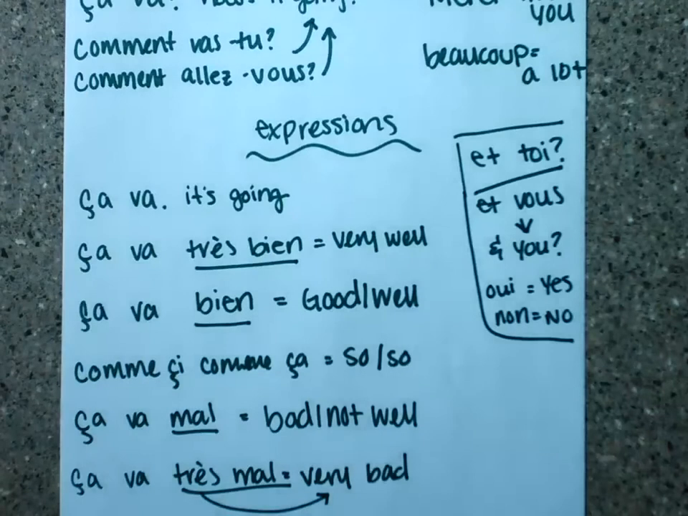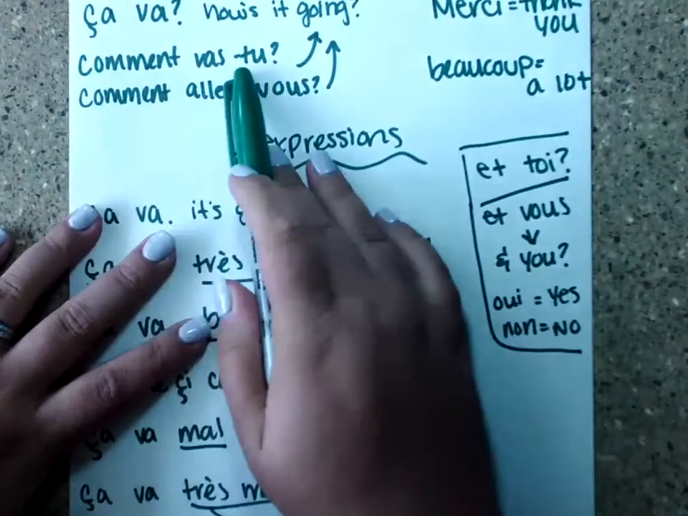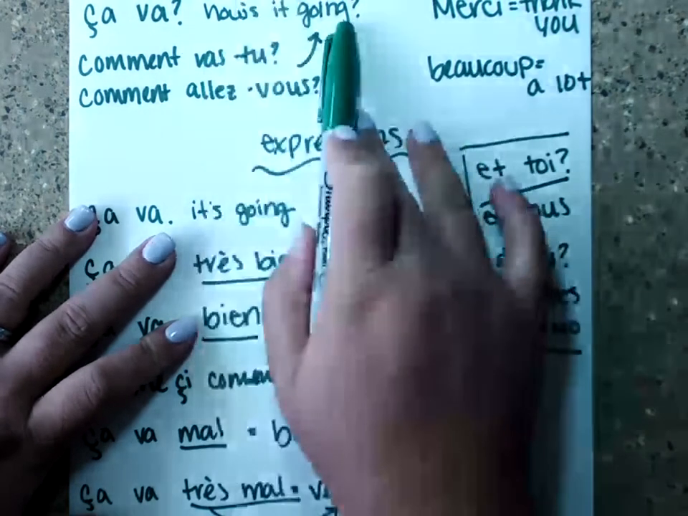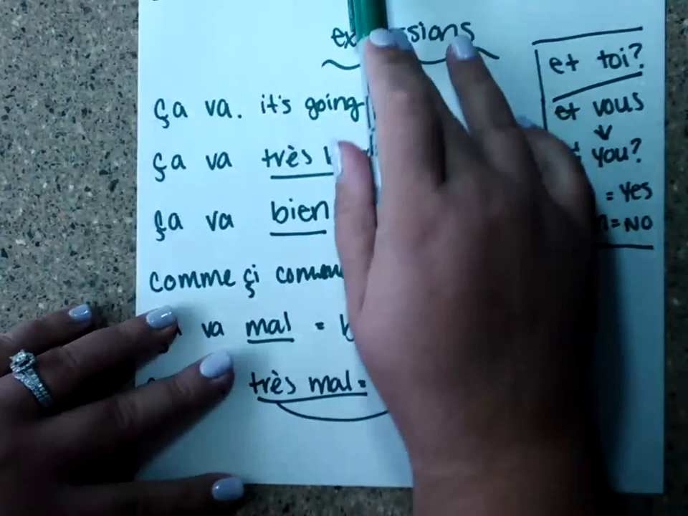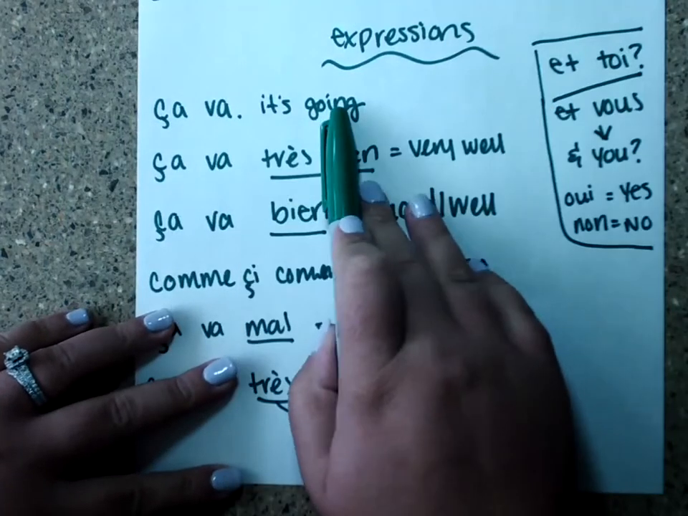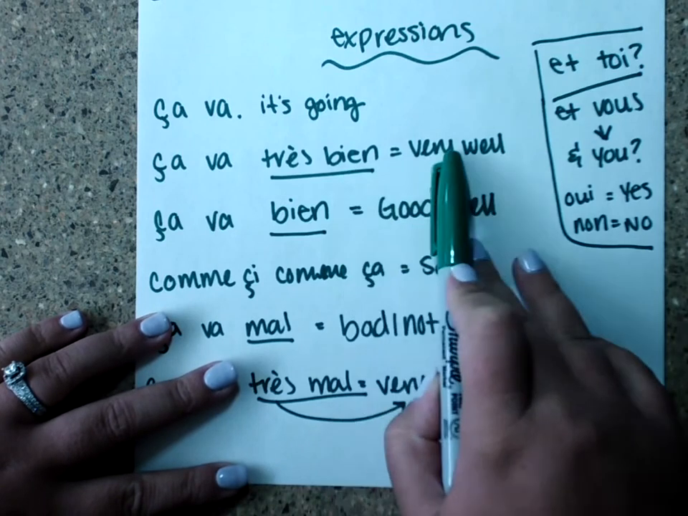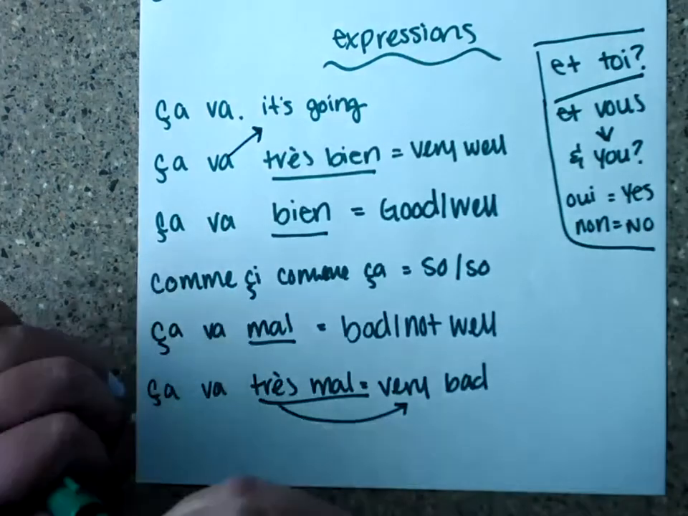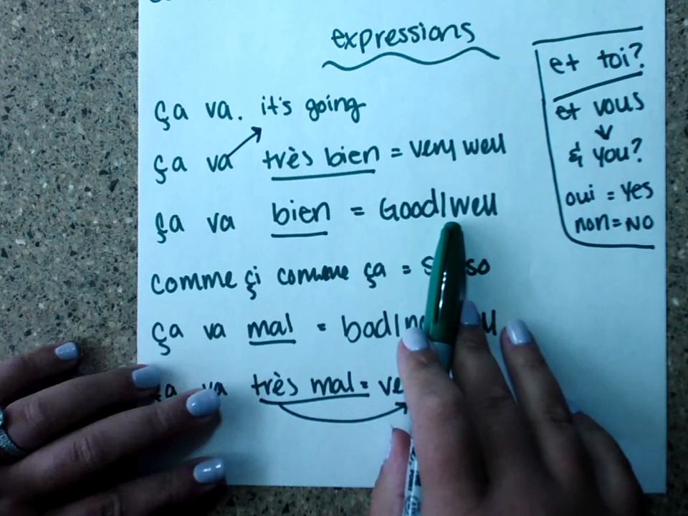And the last part that we talked about was how to ask somebody how they were and how to express how you were. So, ça va, comment vas-tu, and comment allez-vous all mean how is it going. So all 3 of these mean how is it going. To express how you're doing, we have ça va, which just means it's going. Ça va très bien means it's going very well. So these all mean it's going. So it's going very well. Ça va bien means it's going well or I'm good.